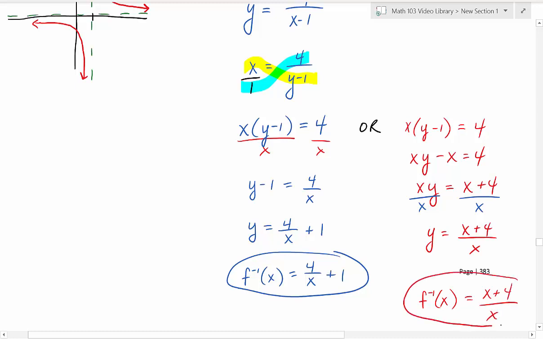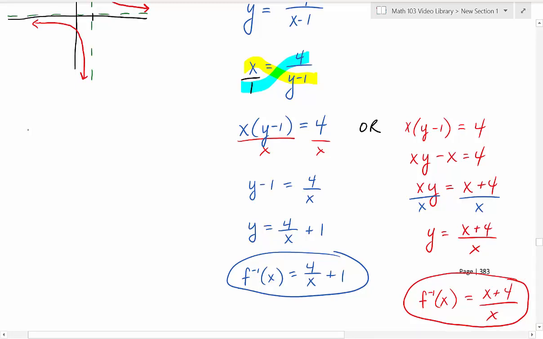These are equivalent answers. If when you divided both sides by x, you'd have done the terms individually, it would have simplified to be 1 plus 4 over x. So they're the same, whichever solving technique you feel more comfortable with. That's the one I want you to use.